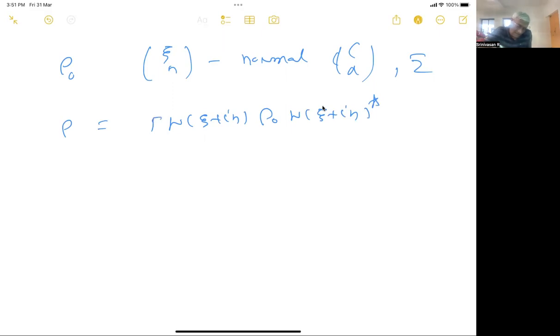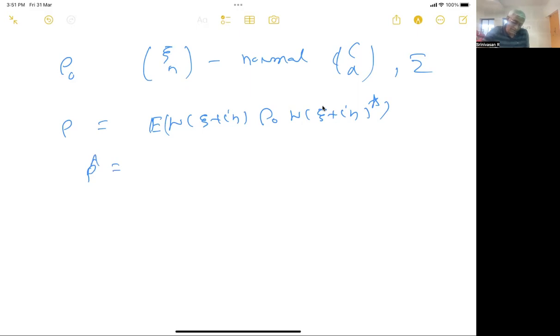But then to make it a state, you take the expectation of this, whatever it means. This is an operator valued random variable, and then you have to take the expectation. You don't have to do all that. You have to find the characteristic function.